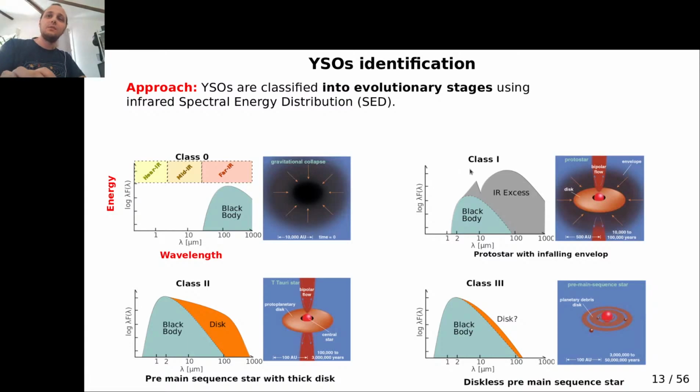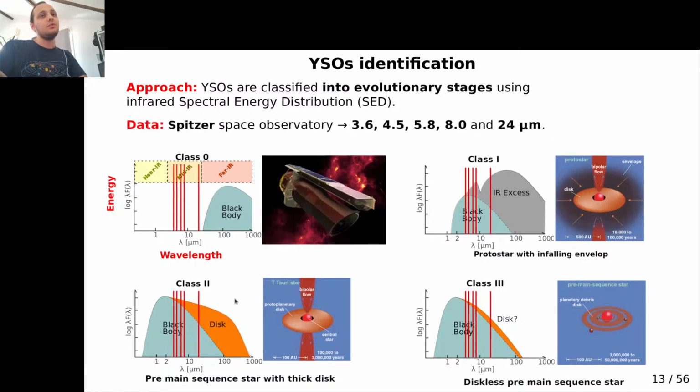For example, the class 1 YSOs have a strong infrared excess, mainly in the far infrared regime, which corresponds to the emission of the envelope surrounding the forming stars. And, for example as well, the class 2 objects show flattened disk emission in both the mid-infrared and far infrared wavelengths. So for our studies, we chose to use the Spitzer Space Telescope.